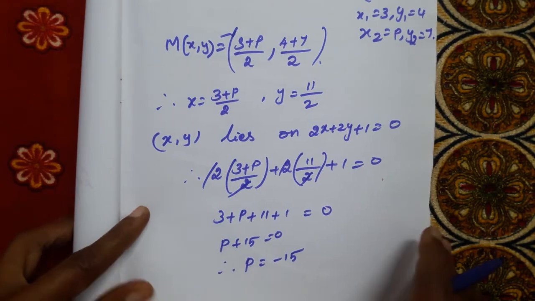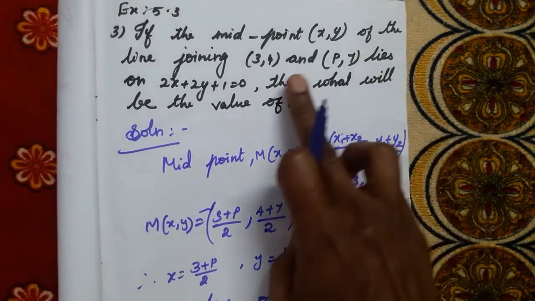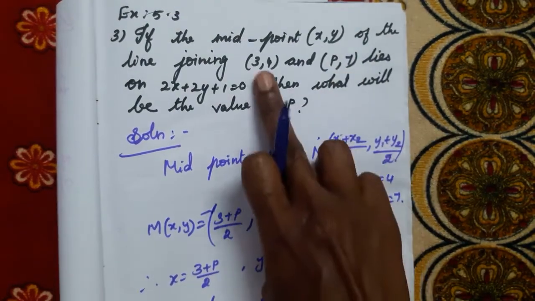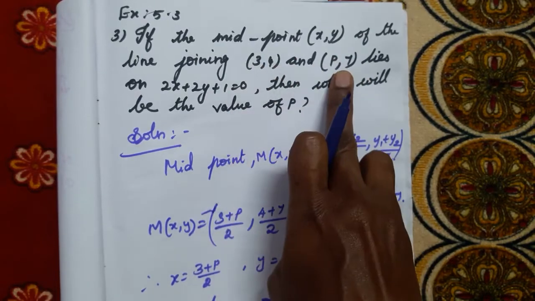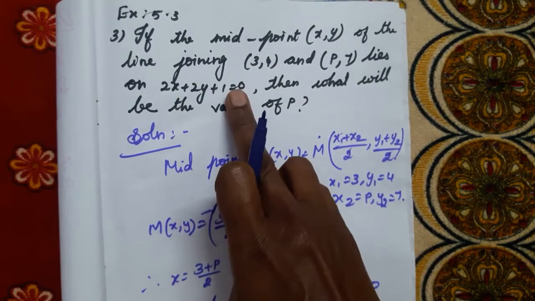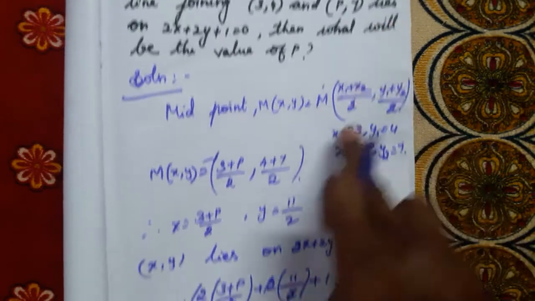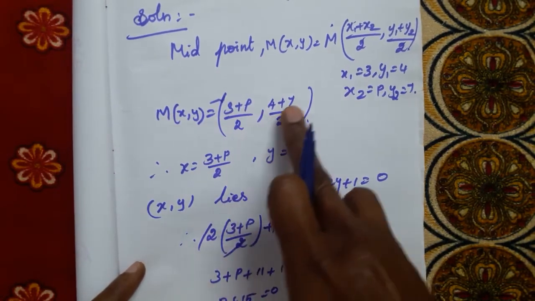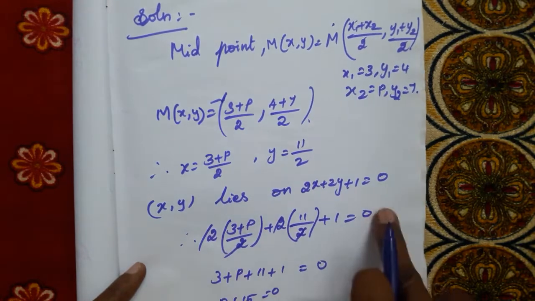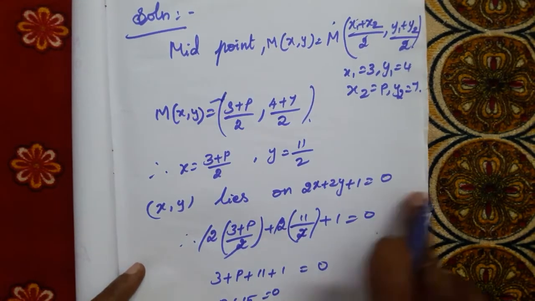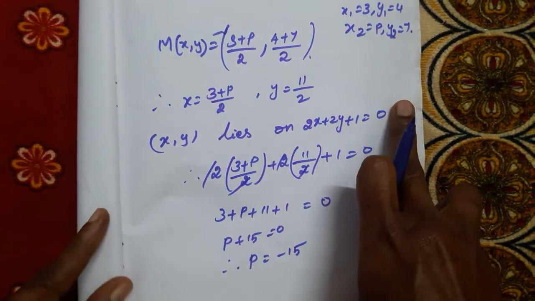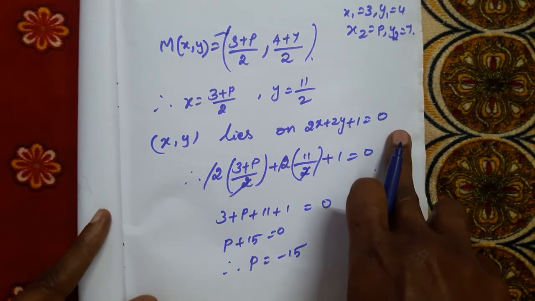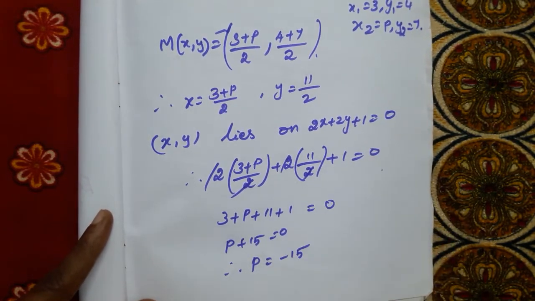Can you understand that? Here it is given (x, y), that is the midpoint of these two points. It lies on this straight line. So first we want to find out the midpoint. Therefore, x is equal to (3 plus p) by 2, y is equal to 11 by 2. It lies on this straight line. Therefore, p is equal to minus 15. Have you all understood this?